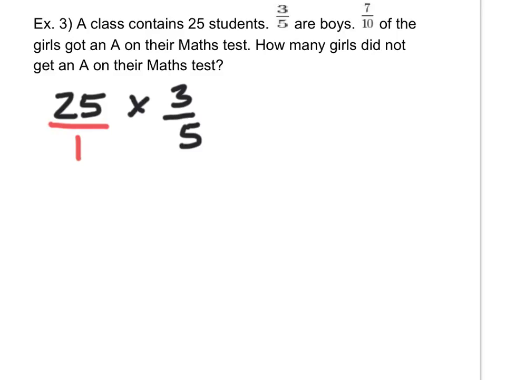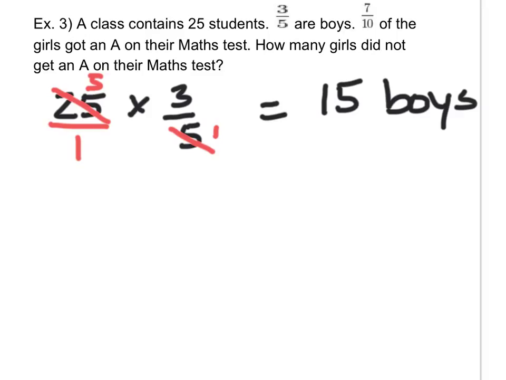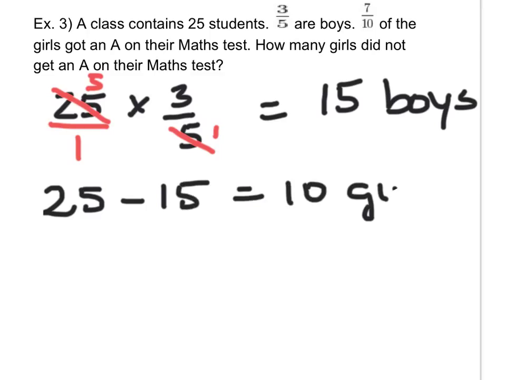But first we can do a little crossing out or cancelling. So 5 goes in there once, 5 goes in there 5 times. 5 times 3 is 15. 1 times 1 is 1, so it's 15/1, which is 15. So that means there's 15 boys. Okay? Now, girls, this 25 minus 15 is equal to 10 girls.